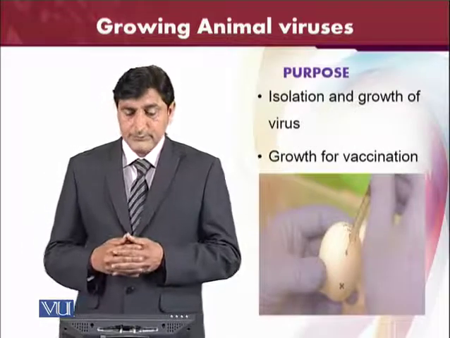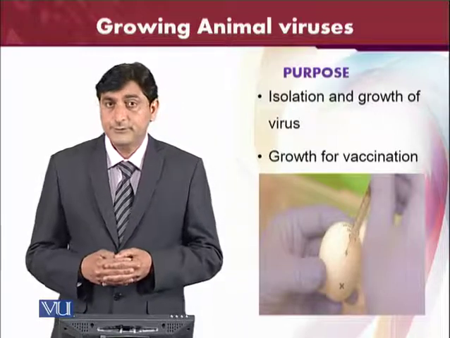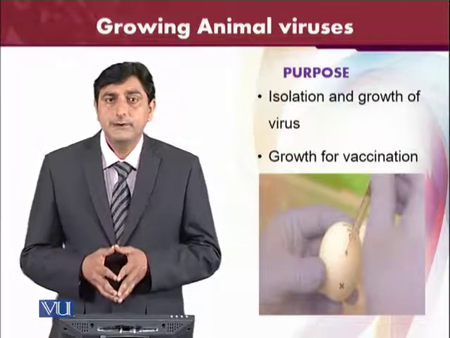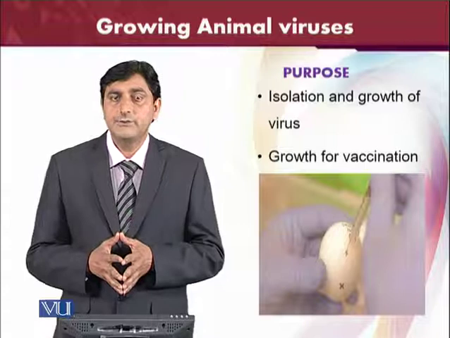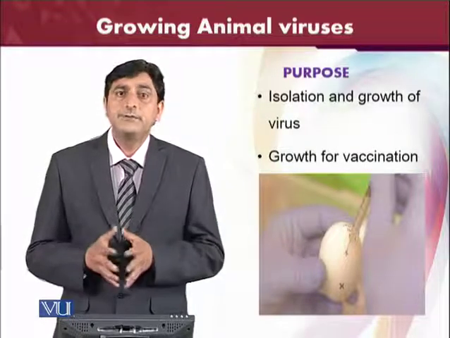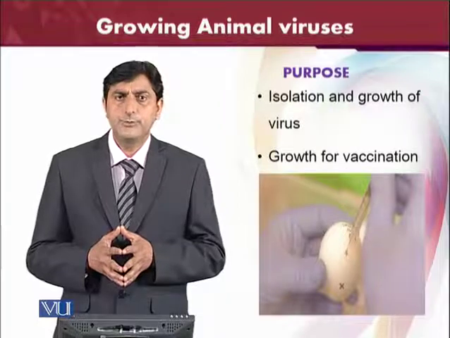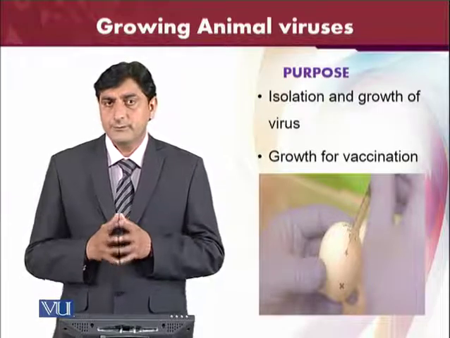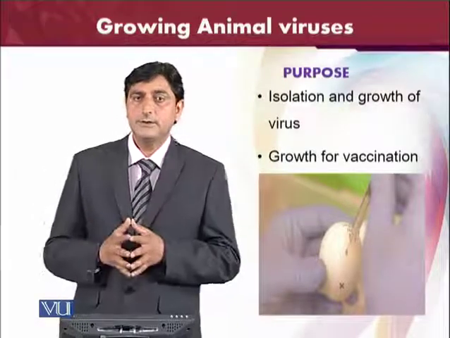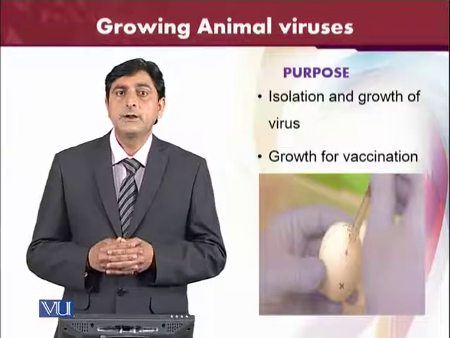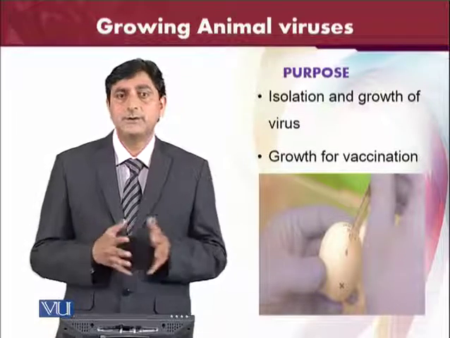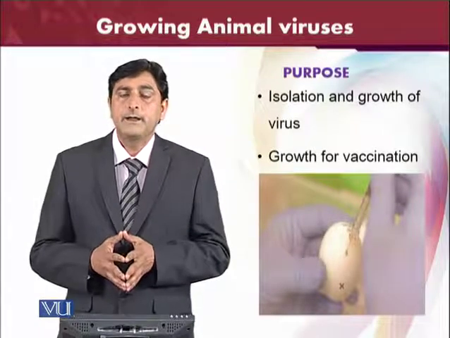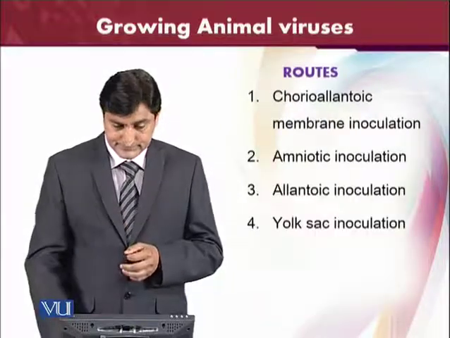The isolation and growth of the viruses, and then the growth for vaccination, are the most important points for the embryonated eggs. Most of the time we are using embryonated eggs for the isolation of different viruses. These viruses are used for vaccination because the embryonated eggs are a host for most of the viruses. For vaccination, we can just take the viruses from the field and cultivate them inside the embryonated egg, and then we can use different tests to see the antigen, and then we can use it for the vaccines.